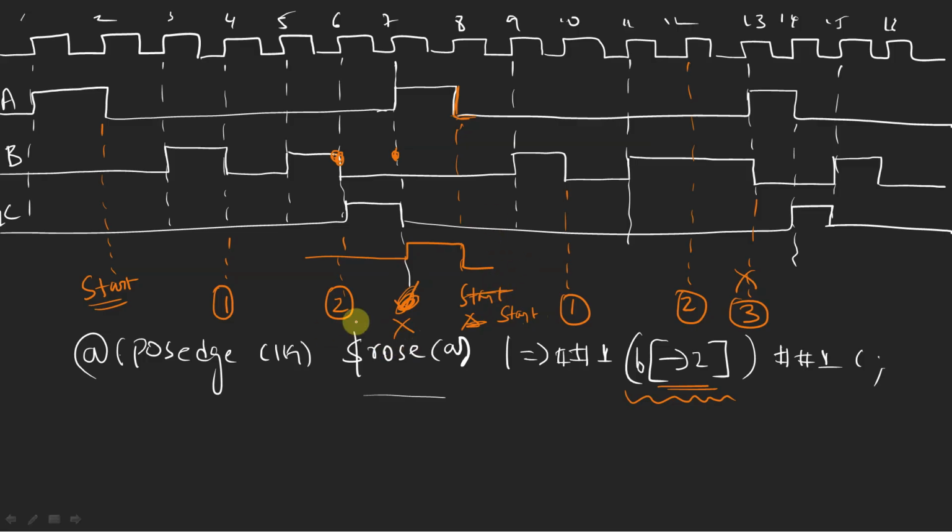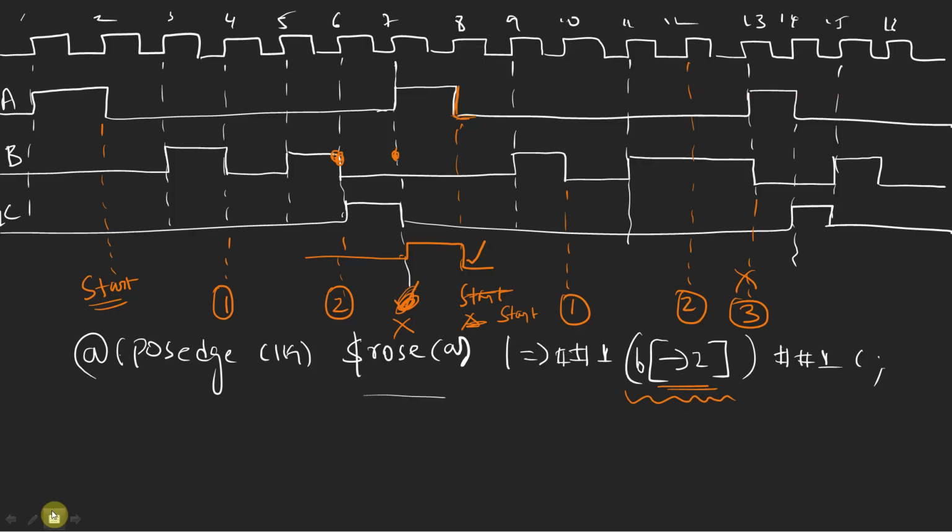Since here the C value is equal to 0, the assertion will fail. But when we were using the non-consecutive repetition operator, even if the C value became 1 after 2 cycles, the assertion would pass. But here the C value is equal to 0, so we will get the assertion fail message at this particular moment. So that is how your go-to repetition operator is going to work.